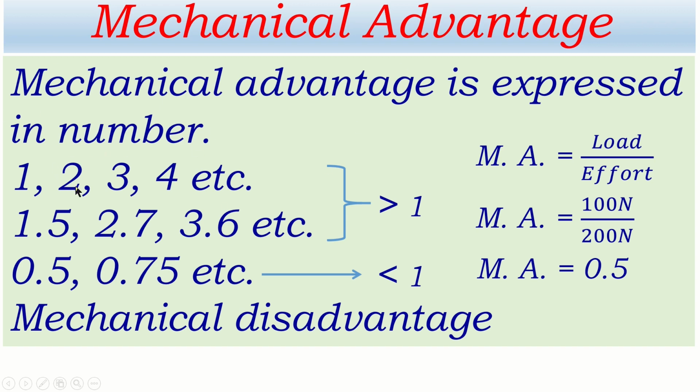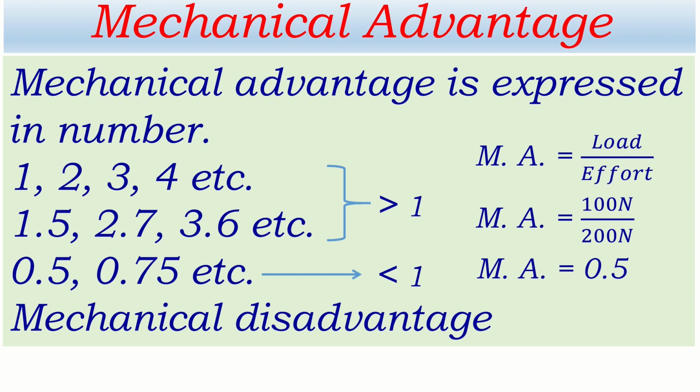If someone says the mechanical advantage of a lever is 2, exactly what does it mean? It means it magnifies the applied effort by 2 times. It means 100 Newton effort will be able to raise 200 Newton load. In the same way, if someone says the mechanical advantage of this particular pulley system is 3.6, then you can understand easily that in this pulley system, whatever amount of effort is applied will be magnified by 3.6 times. This is the meaningful understanding of mechanical advantage.